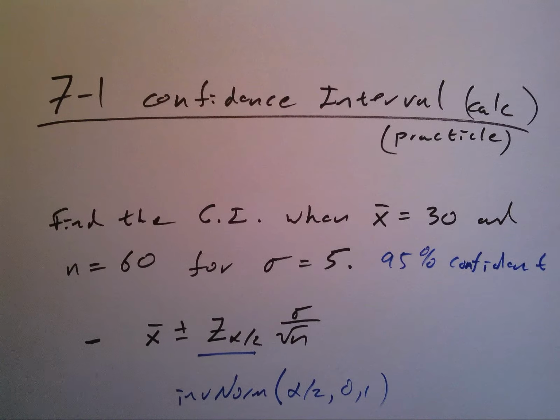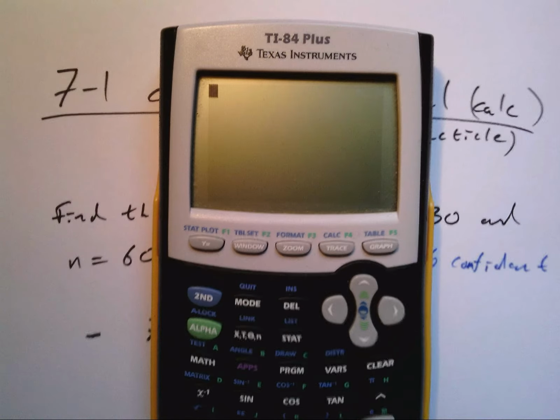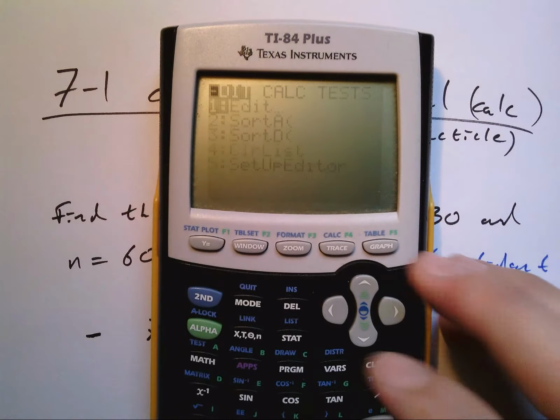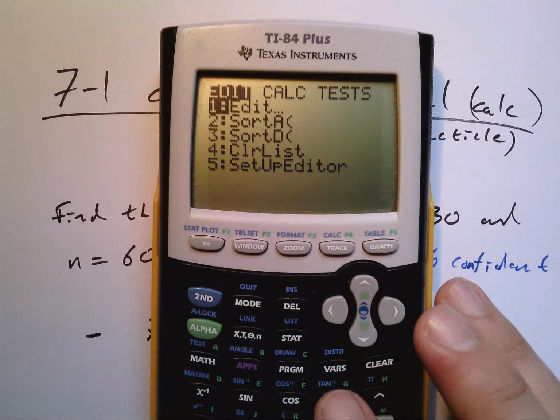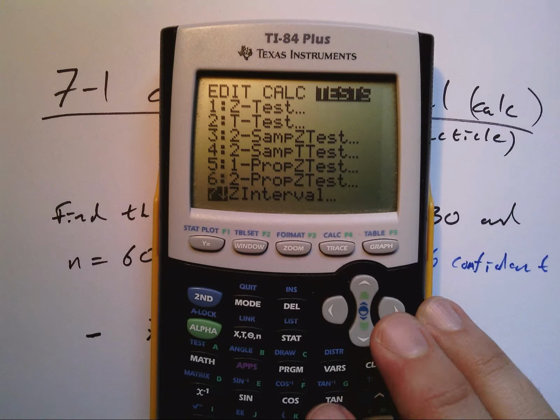Alright, so I'm just going to use the calculator to do this, and if I did it by hand, I'd get the same value. Here we go. On the calculator, turn it on. I'm going to press stat. I'm going to go over to tests, and I'm going to go down here to z interval.